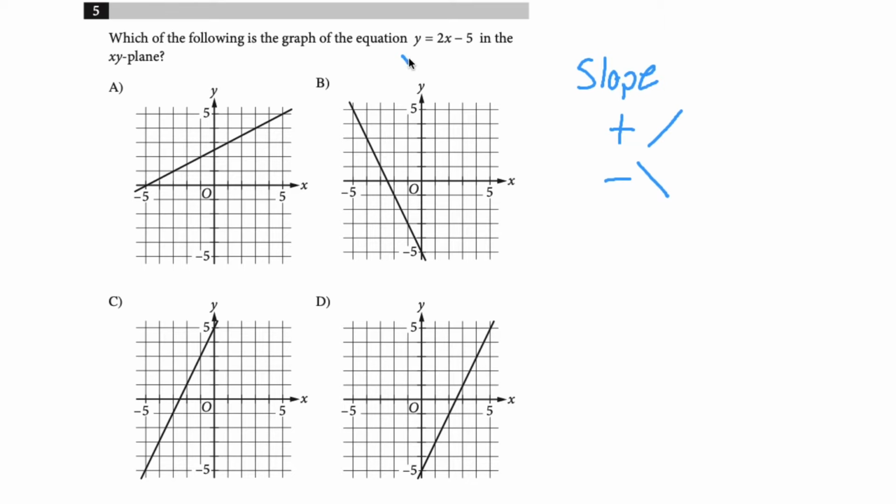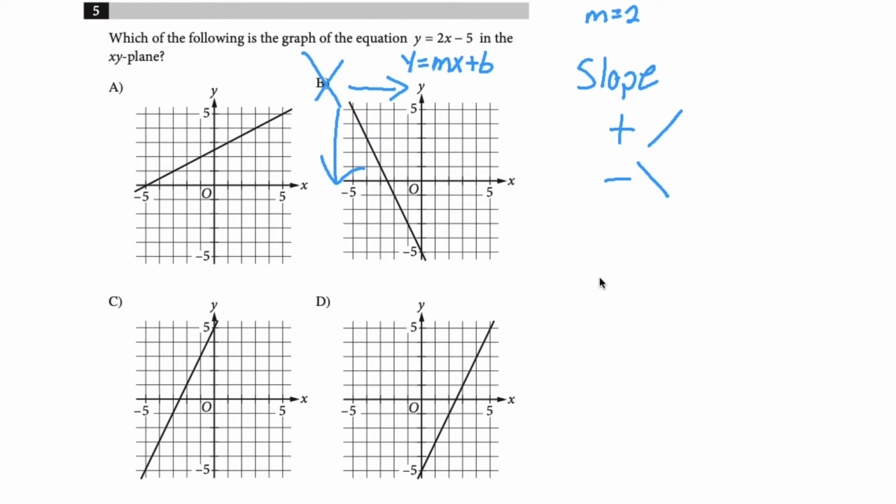This equation is of the form y equals mx plus b. So m is going to equal 2. In this case, our slope is positive. So from left to right, we should be increasing. A is a possible answer. B cannot be the answer because as we move to the right, our line is decreasing. So this would have a negative slope. C could be an answer, and D could be an answer.